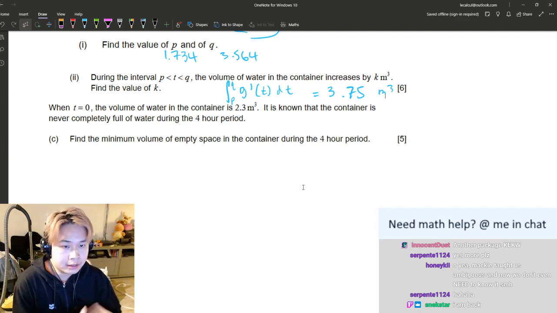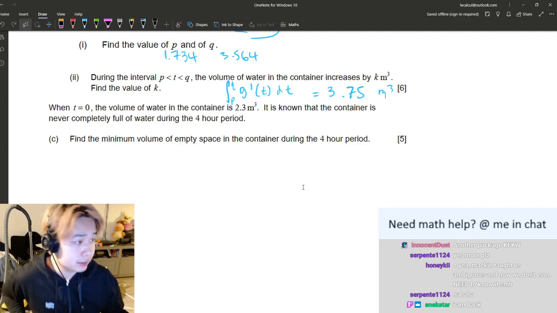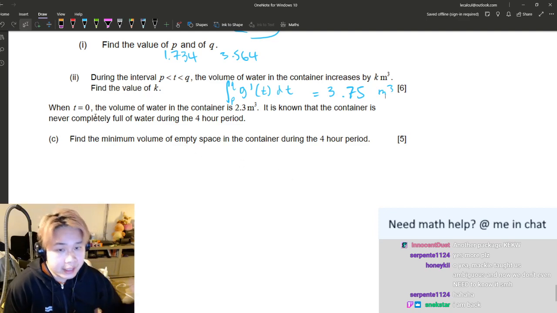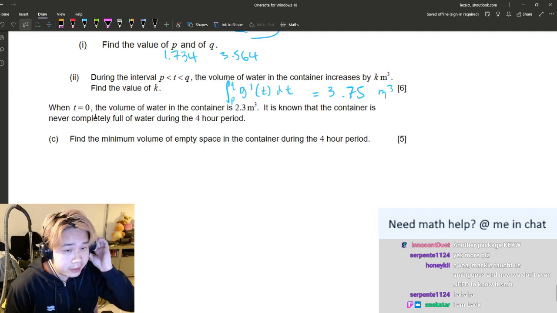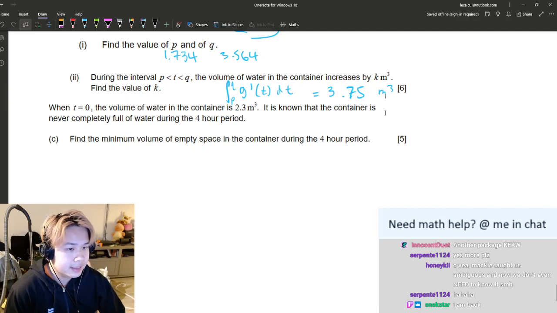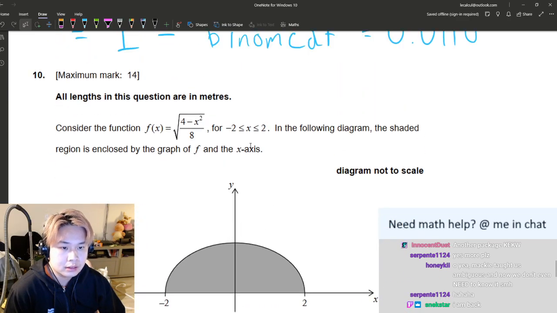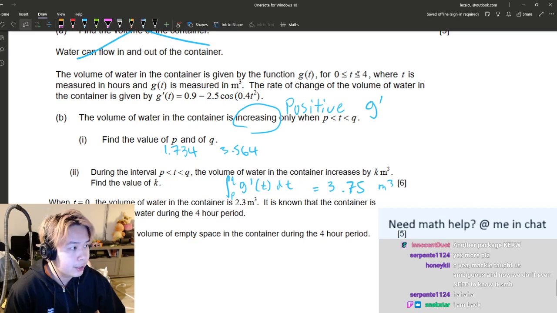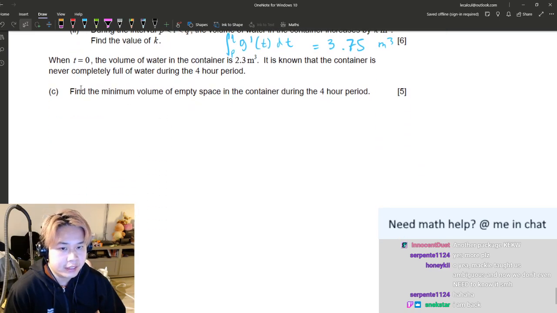Alright, and then final question. Hopefully I can do this one. When time is 0, the volume is going to be 2.3 meters cubed. And it's known that the container is never completely full of water during this 4-hour period. And then find the minimum volume of empty space in the container. Okay.